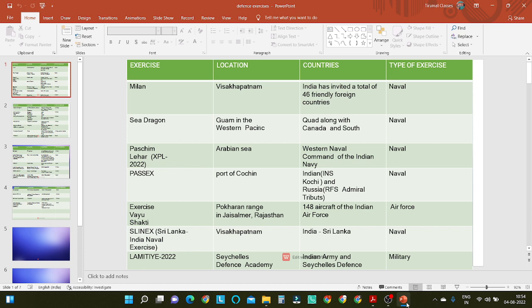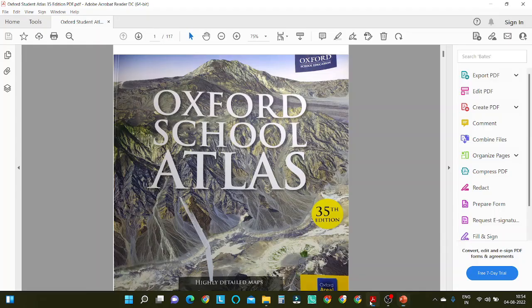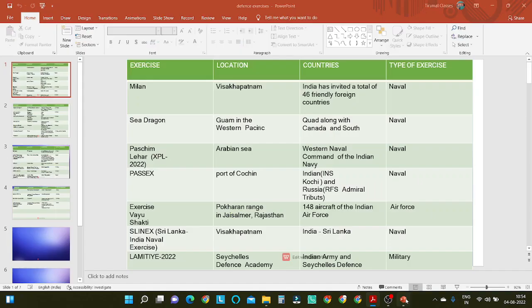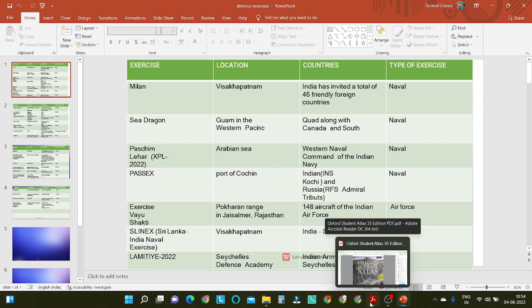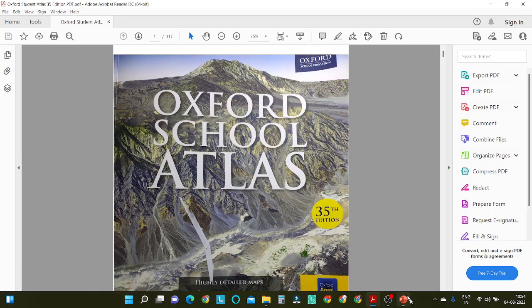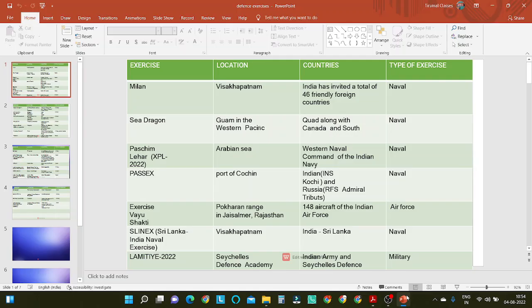I will be changing the screens to show you the locations of the exercise where they are going to take part. So please concentrate. In this video we will see the type of exercise and the name of exercise, location and the countries which are taking part in it.